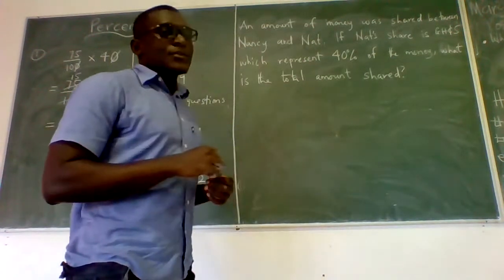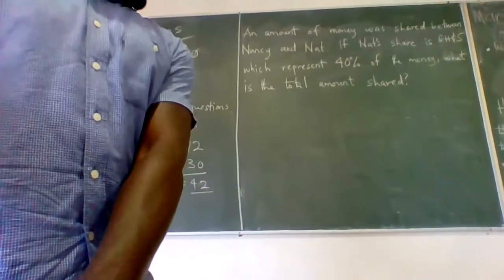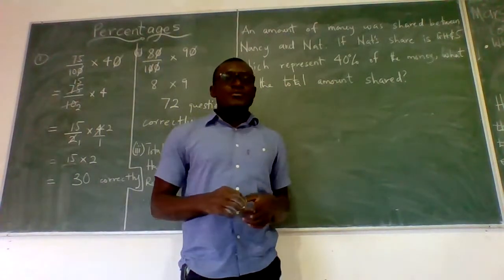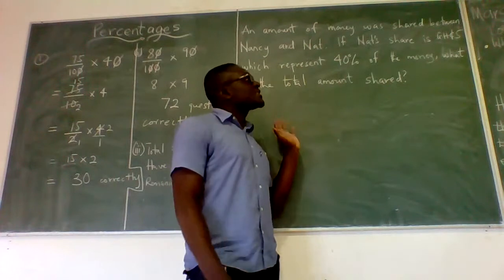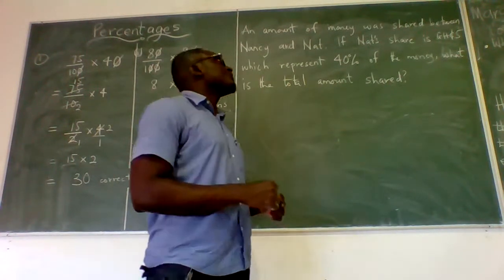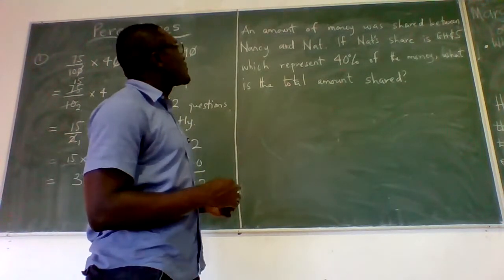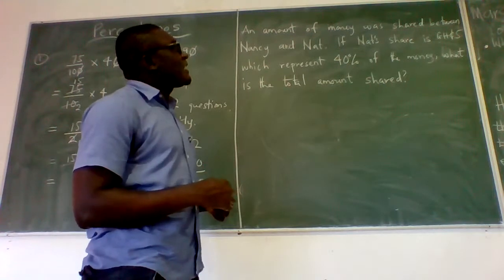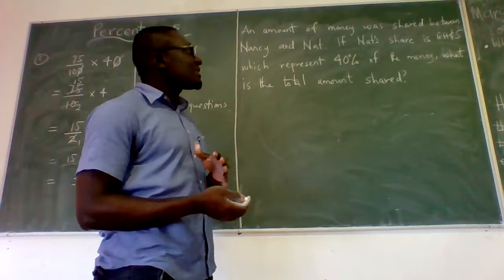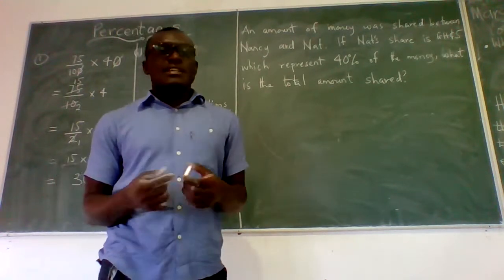Okay. So this is a simple question involving sharing. So anytime you see sharing, your mind can go to ratio and proportion, and if it is percentages, you can restrict yourself to the formulas that I have shown you already. So here we are saying that an amount of money was shared between Nancy and Nat, and then if Nat's share is 5 Ghana cedis, which represent 40% of the amount shared, what is the total amount they shared?